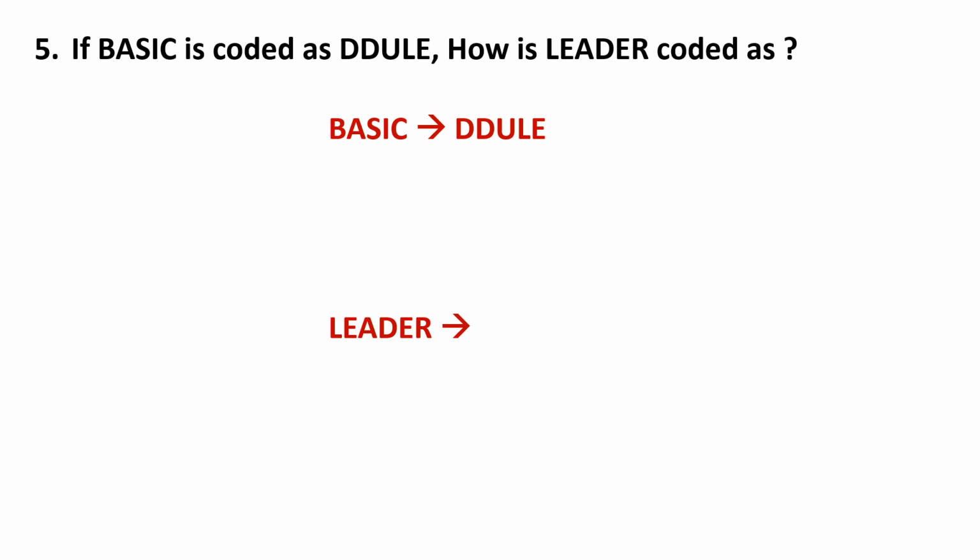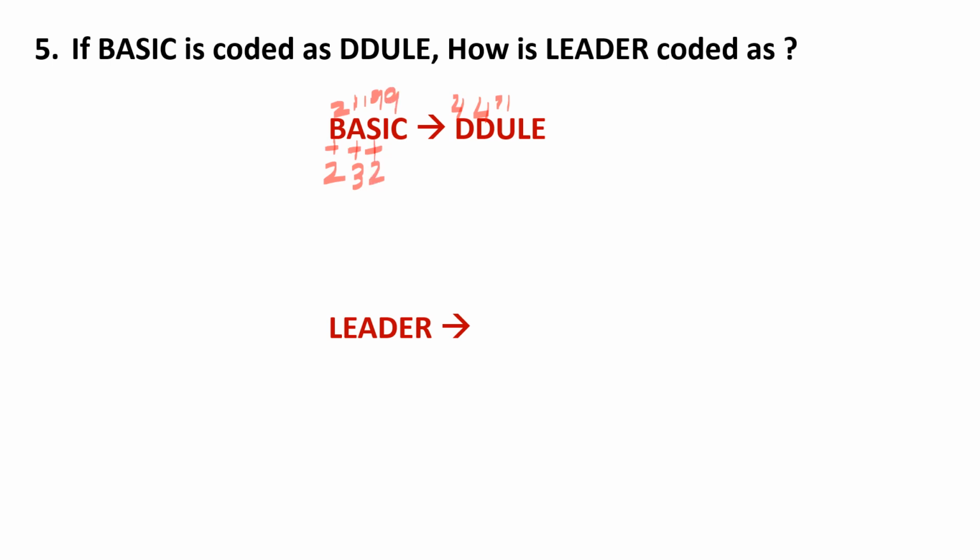Question number 5. If BASIC is coded as DDULE, so BASIC. B is 2, here D is 4. So 2 plus 2 is 4, the first letter. Next, the second letter A is 1 and here the second letter is 4. So 1 plus 3 is 4. Next, S is 19 and here it is 21. So 19 plus 2 is 21.